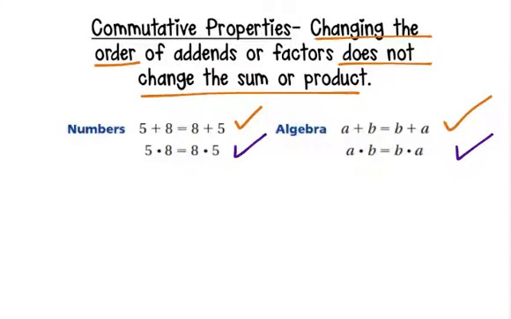With addition and multiplication, you can change the order and it does not change the value. That is the commutative property. You can think of that in terms of a community, people working together, moving around. So you can move the numbers around and it does not change the value.